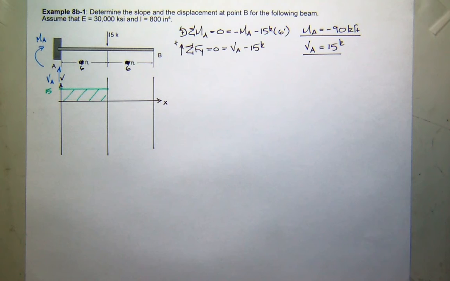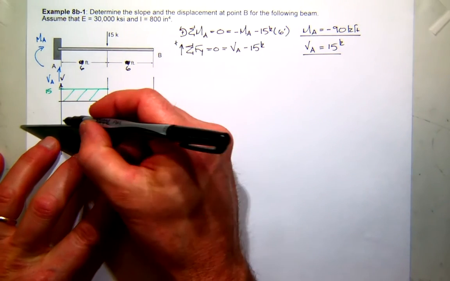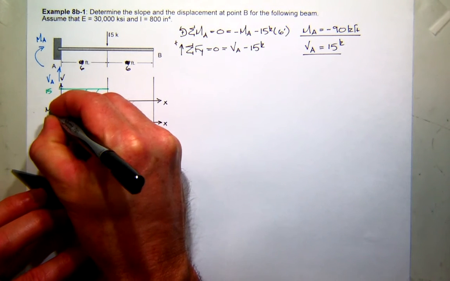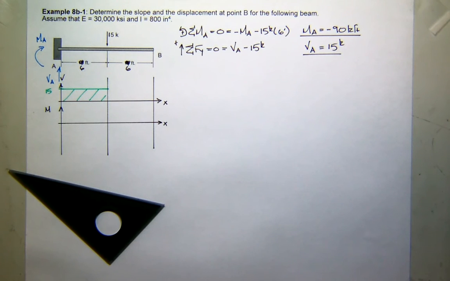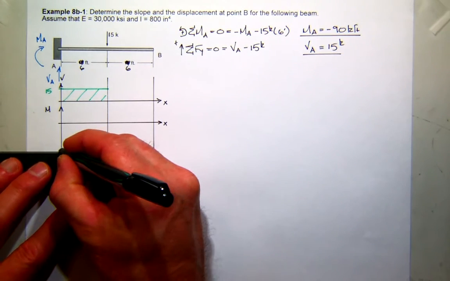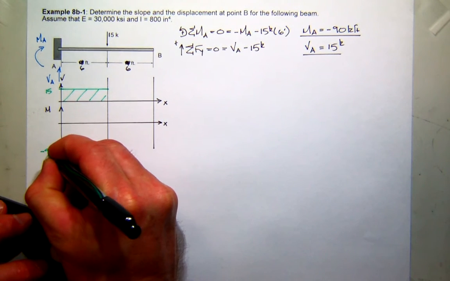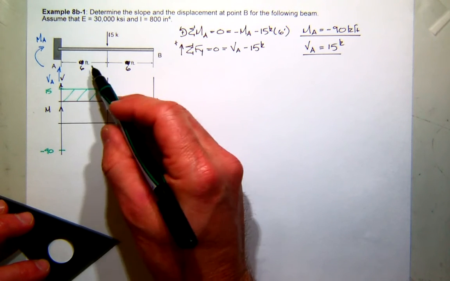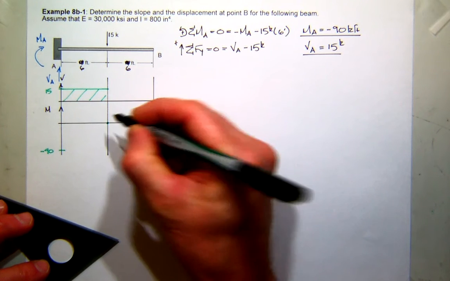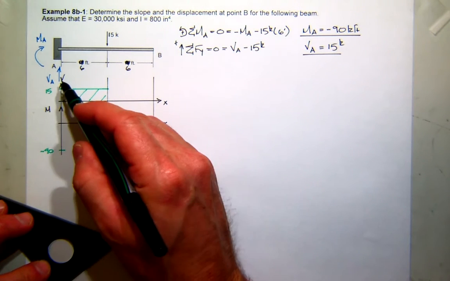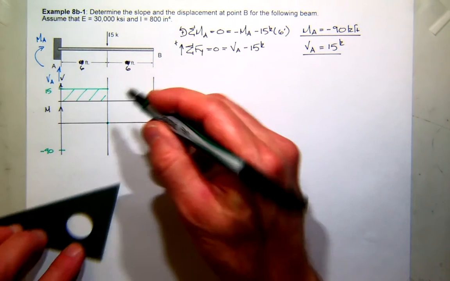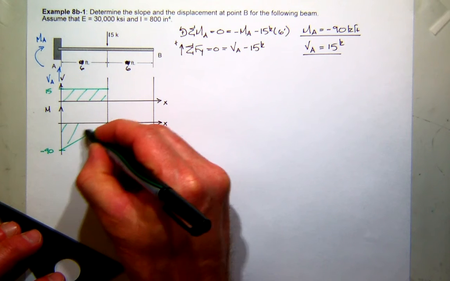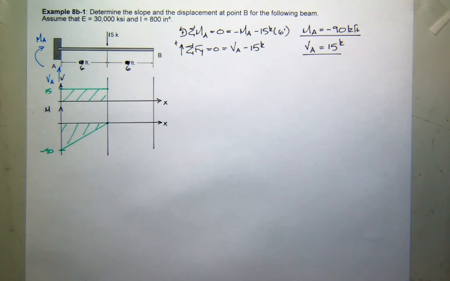Any questions about that? So now our moment diagram, positive X, positive moment. Our bending moment starts off at negative 90. And remember, the change in moment is the area of the shear diagram, and the area of the shear diagram is positive 90, so it brings us to 0. Also, the slope of the moment diagram is given by the shear, and the shear is constant and positive, so I have a constant positive slope. So there's my moment diagram.